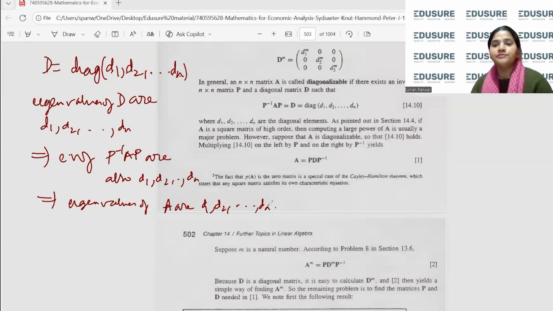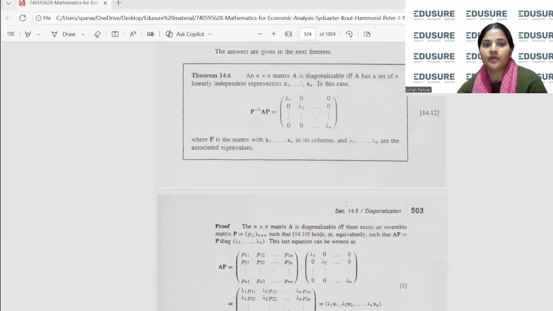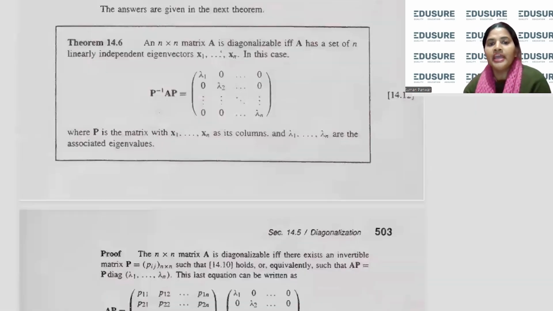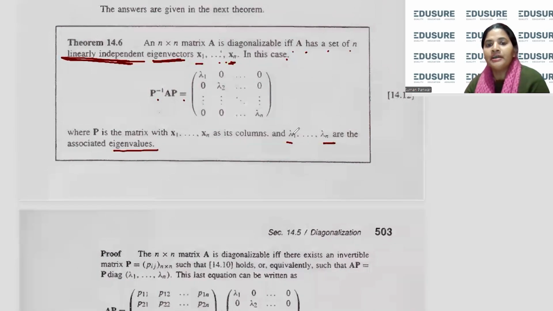So that is the first relationship between a matrix being diagonalizable and its eigenvalues, which we can always find by calculating determinant of A minus lambda I is equal to 0. Let's have a good result. Look at this theorem. An n by n matrix A is diagonalizable if and only if it has a set of n linearly independent eigenvectors x1, x2 till xn. In this case P inverse AP will be this matrix, where lambda 1 to lambda n are the associated eigenvalues. That means lambda 1 is the eigenvalue related to x1, lambda 2 to x2, and so on. So let us look at the proof.